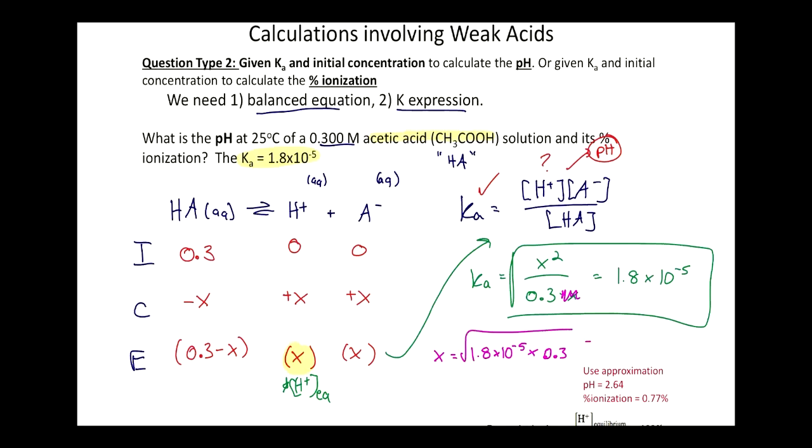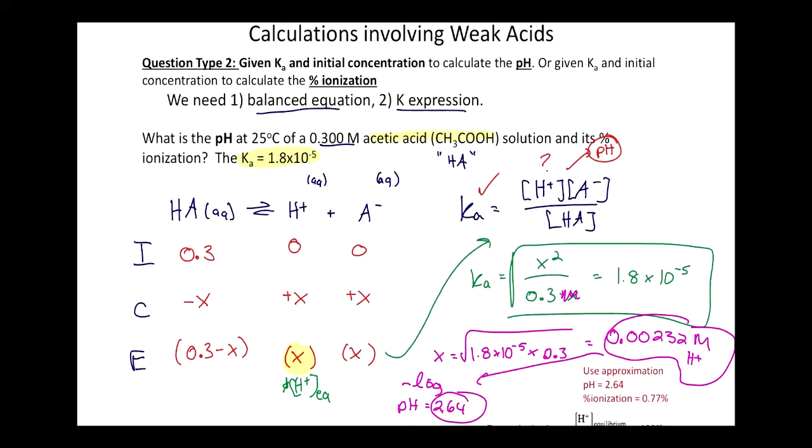And so when you get that, x is equal to 0.00232 molarity. All right, so that's x, molarity, but it's the molarity of what? Look back at your ice table. Oh, it's the concentration of H+. Perfect. That's exactly what we need to calculate pH, because if you just take the negative log of that number, you get that the pH is equal to 2.64. All right. So here we go. That's your ice table for a weak acid solution.